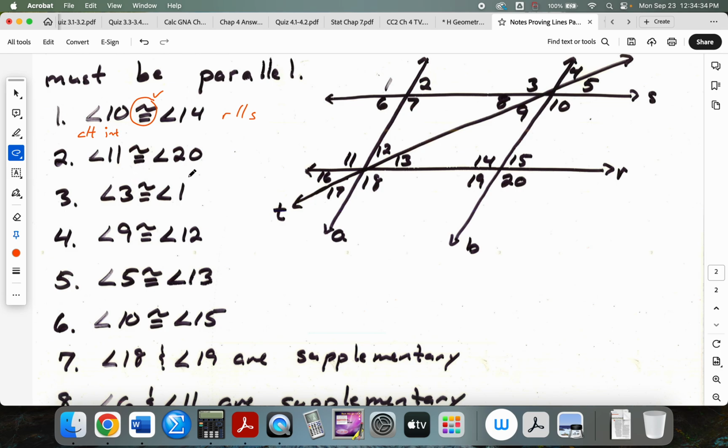So for 11 and 20, what is the transversal for angles 11 and 20? R. Everyone see that? How about anyone not see that? Is a better question. So the other side of 11 is A, and the other side of 20 is B. So it's either going to be A and B are parallel, or it's going to be none. What type of angles are 11 and 20? Alternate exterior. Is congruent the right relationship for alternate exteriors? Yes. So this is going to be A is parallel to B.